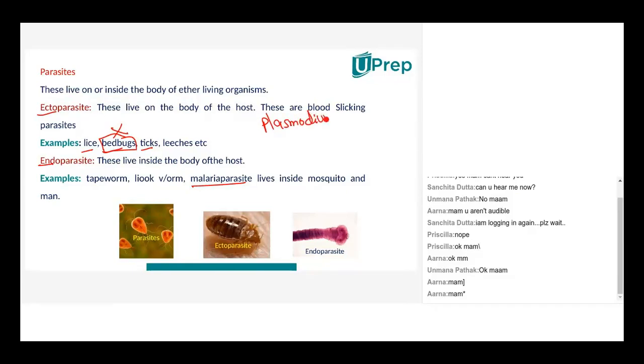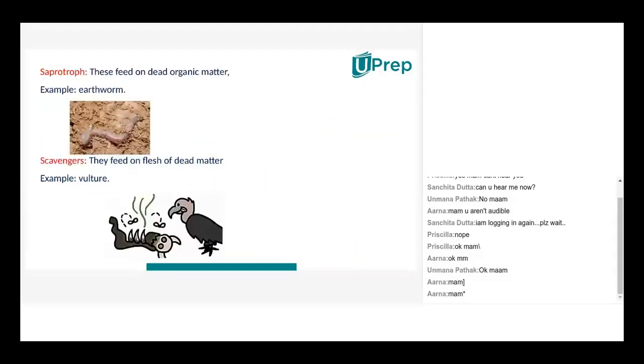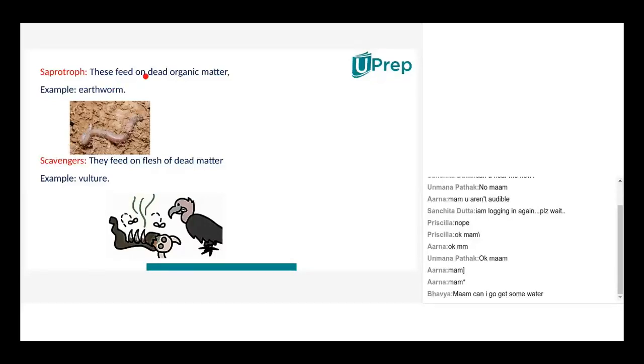Right? Going ahead. What is the difference between saprotroph and scavengers? Vatsala? Saprotrophs and scavengers. What's the difference? Ma'am, scavengers, they feed on dead animals. But saprotrophs, they feed on the decomposed matter. Very good. Excellent. So basically this is dead organic matter, right?